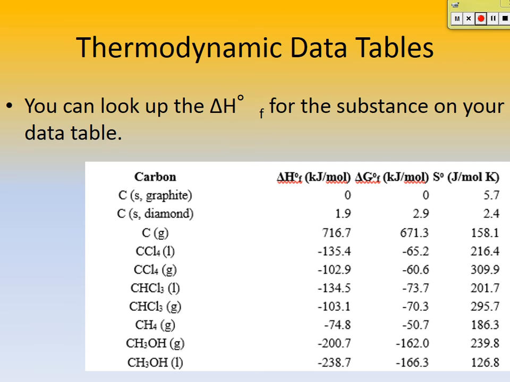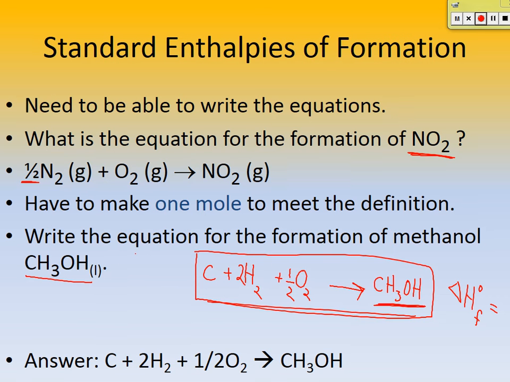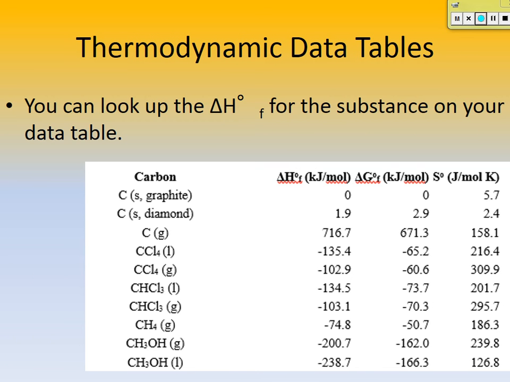Okay? So this is the thermodynamic data table that I gave you at the beginning of class. And it says here that you can look up the delta H of formation for the substances on your data table. Where do you see methanol? And I think the phase here is going to be very important. What phase were we in? The liquid phase. So if we looked up the delta H value for that reaction, what would it be here? Good. Here's where we see the methanol.